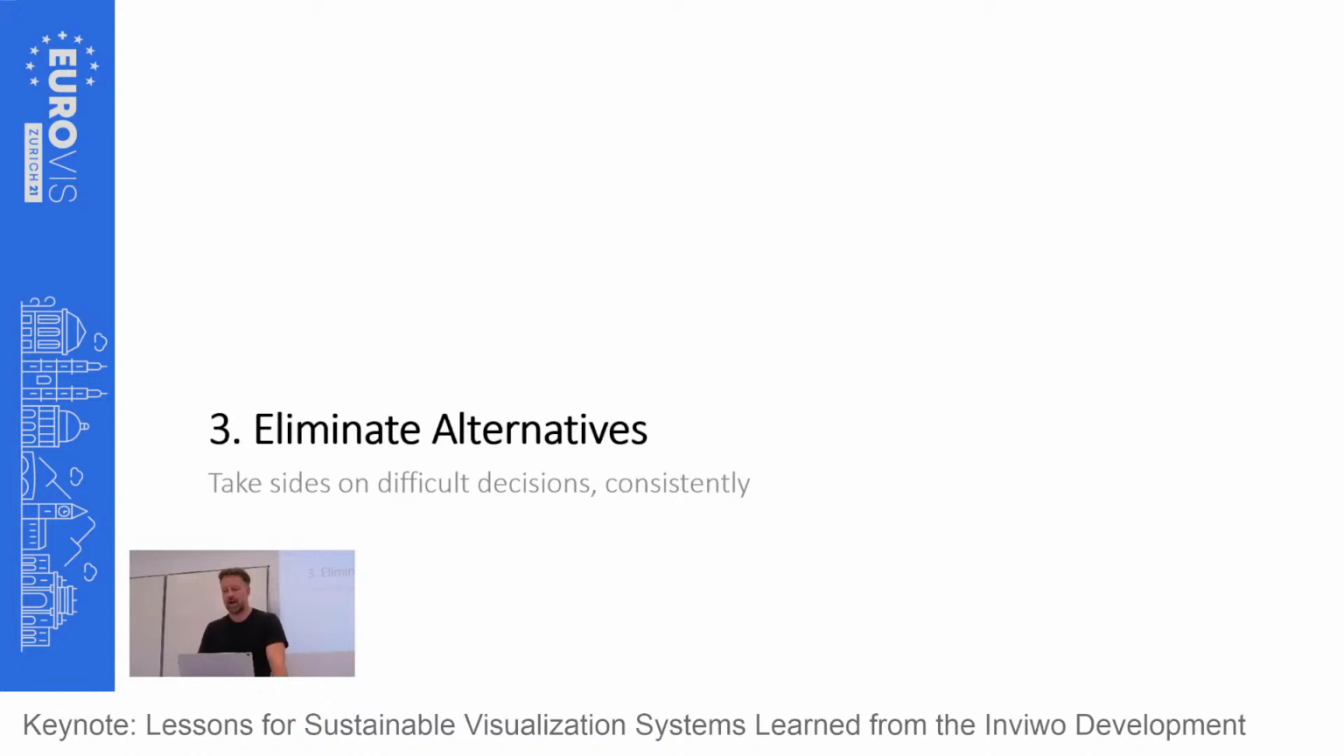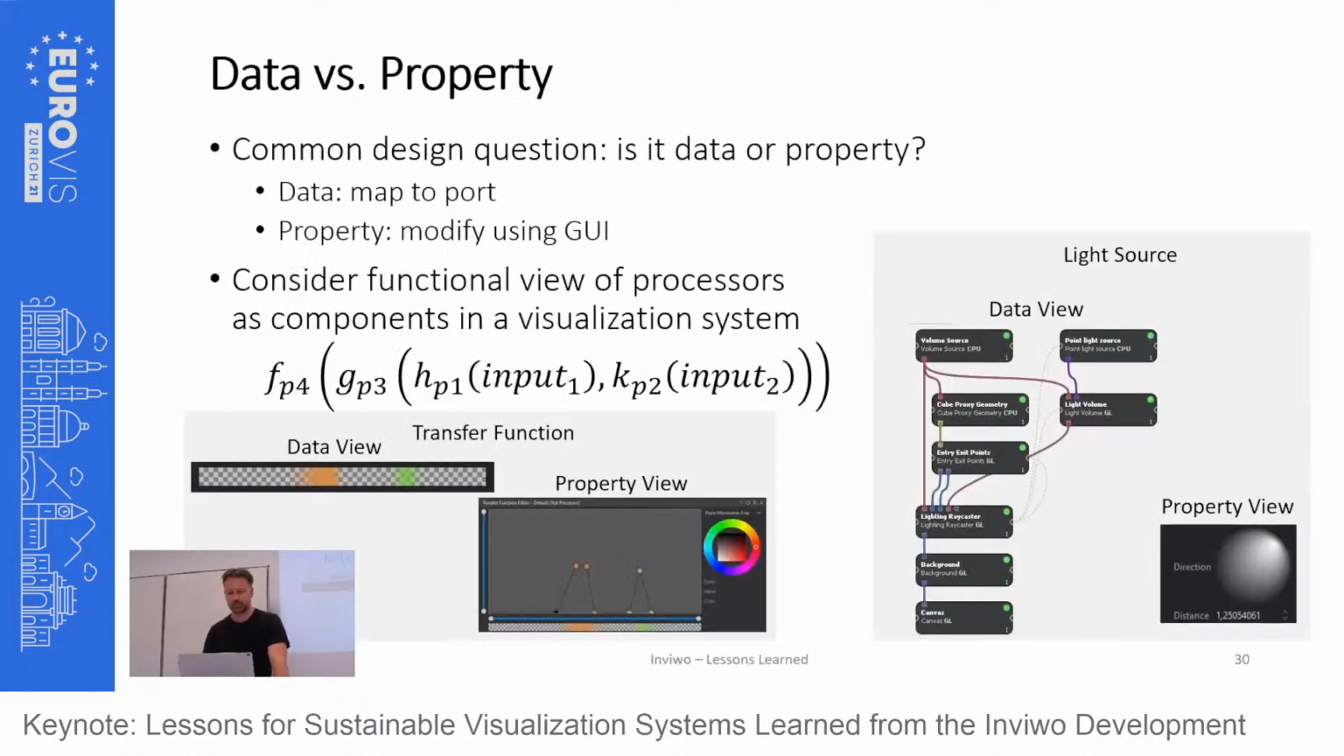We are at least very happy with it, and we have good reasoning behind our decisions. So the first discussion which comes up almost every Inviwo meeting, I would say, is data versus property. As I told you earlier, we have two orthogonal flows, the data flow coming from top to bottom, and then we have the property linking, which is orthogonal to this one. And a common design question which comes with this is: is it a data or is it a property?